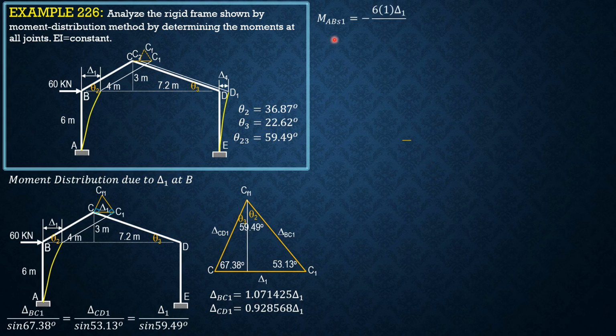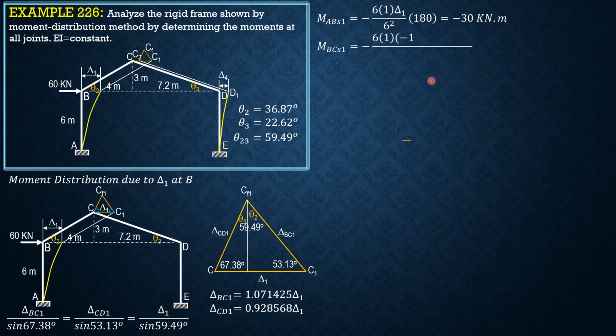So moment due to sideway of AB is negative 6 EI, where EI is treated as 1, times delta 1 over length 6 squared. This is 180. This 180 here is an arbitrary constant. You can make it 100 if you want, you can make it 200, or 300, or any value. So I select 180 because it is not so high, not so low also. So that moment AB due to sideway is negative 30 kilonewton meter.